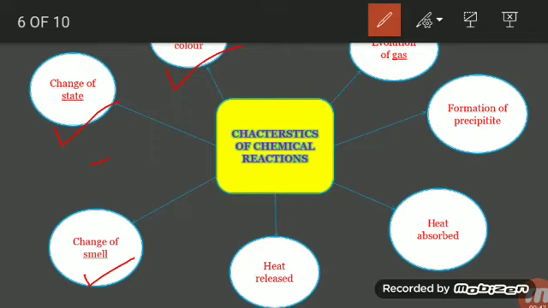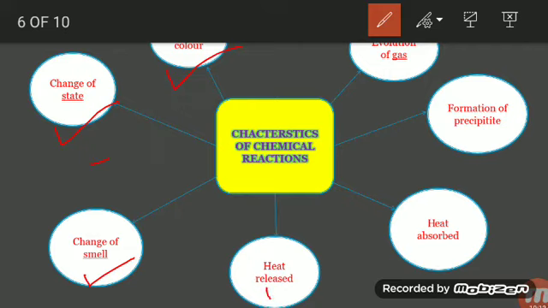Now, heat is released. The reactions in which heat is released are called exothermic reactions, and an exothermic reaction causes rise in temperature. In the next slide we will discuss exothermic and endothermic reactions, so don't worry.